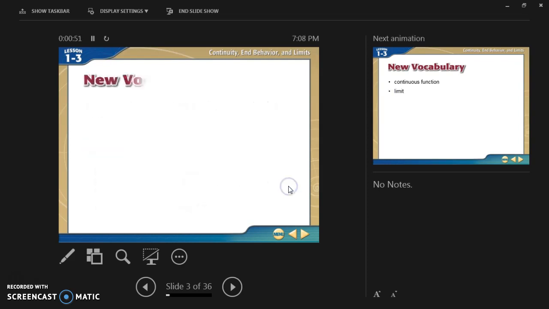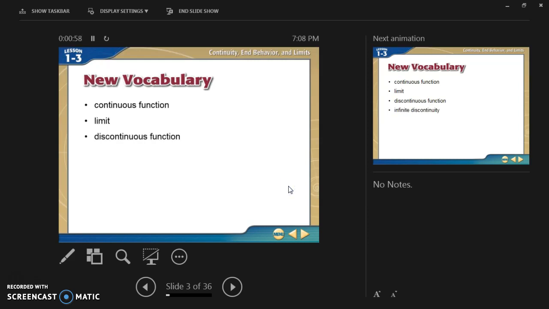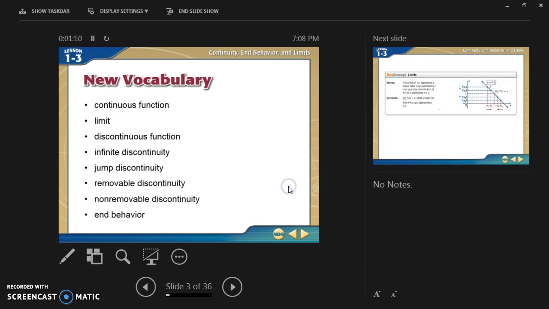So our new vocabulary in this section: continuous function, limit, discontinuous function, infinite discontinuity, jump discontinuity, removable discontinuity, non-removable discontinuity, and end behavior. So those are the words that you should watch for as we're going over this.